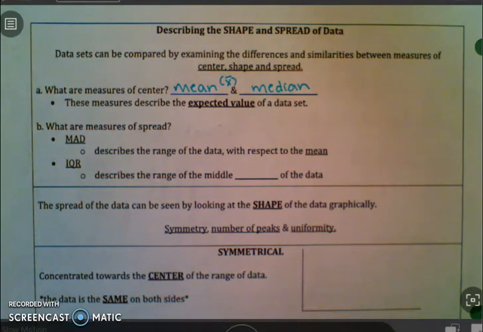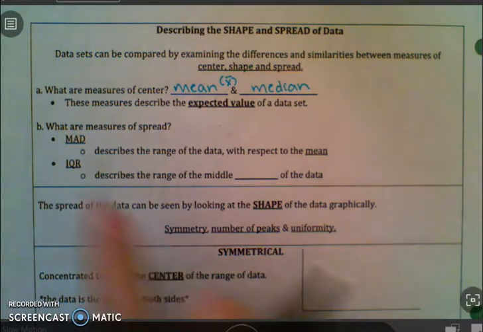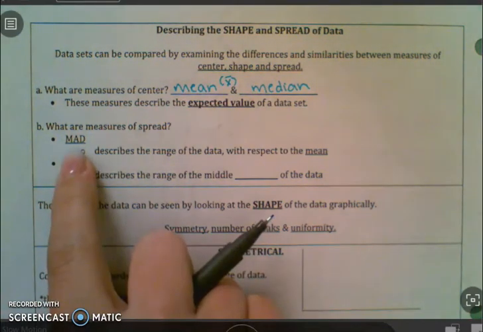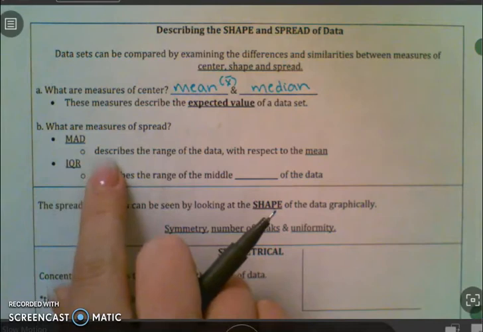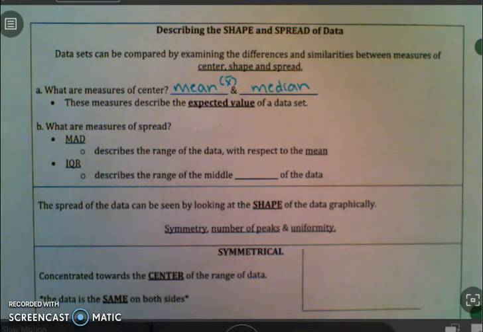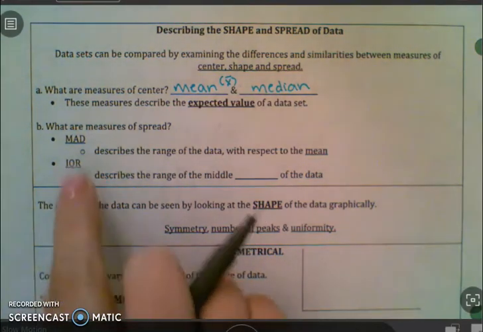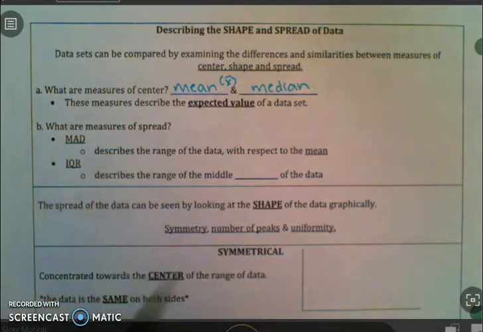So what are the measures of spread? Well, there's the MAD, which we haven't learned yet, but that means mean absolute deviation. And that describes the range of the data with respect to the mean. So we'll talk about this in a couple days.